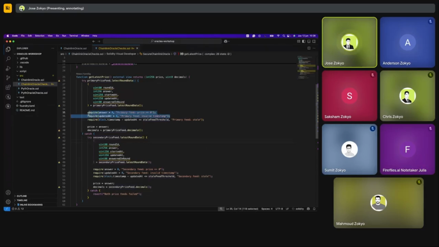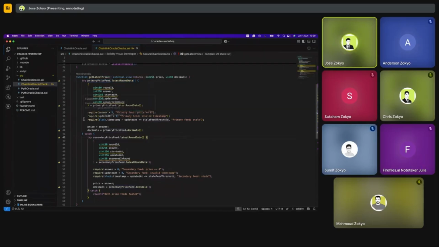And also, we should be checking that the updatedAt parameter, which is the fourth one, is greater than zero. Otherwise, that would mean the publishing time for the price feed data is not correct. Here you see the try catch block is only checking the call to the latestRoundData function, but we could also implement the try catch method to check if this reverts and execute the backup oracle.